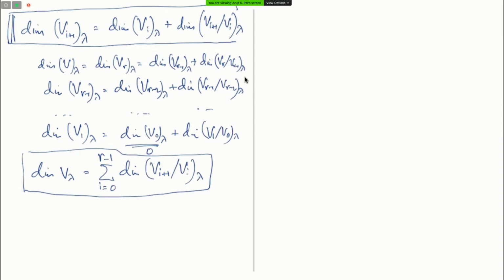Okay. And now you can actually go a little bit further. So what is V_(i+1) by V_i? This is a simple module, right? An irreducible representation. Similarly, if you take a different index, let's say a different j, this is also irreducible.